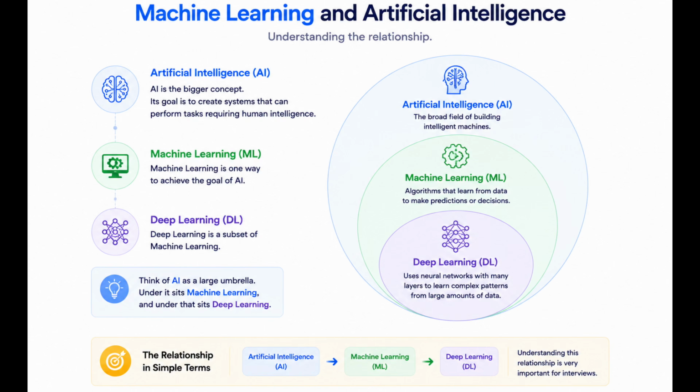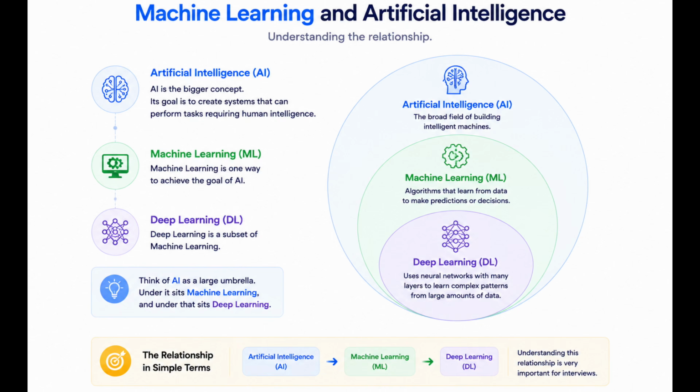So the relationship looks like this: artificial intelligence. Inside AI comes machine learning. Inside machine learning comes deep learning. Understanding this relationship is very important for interviews.